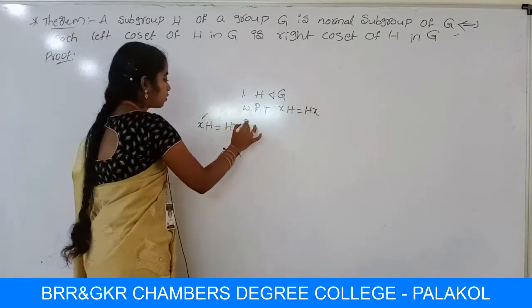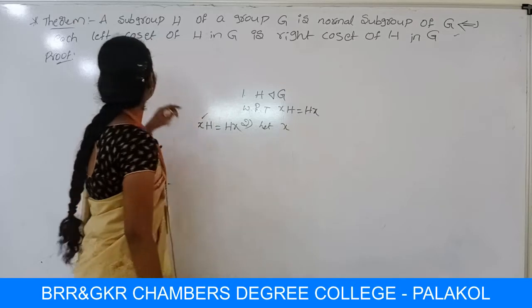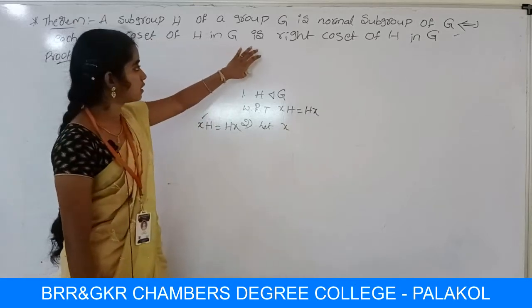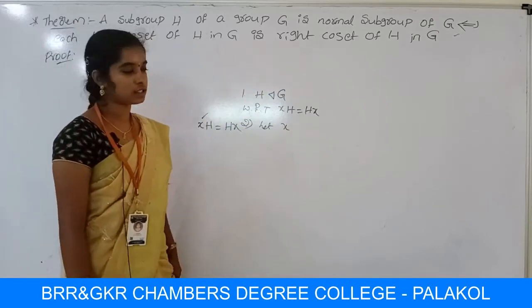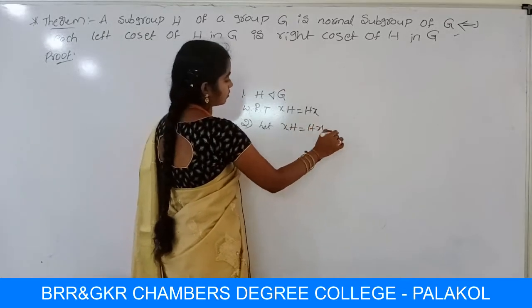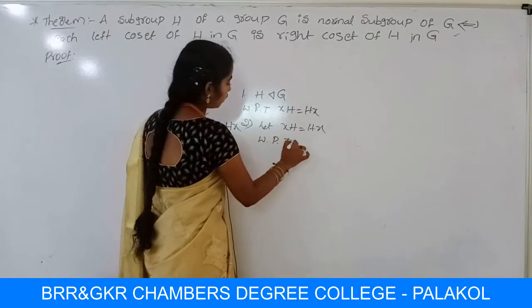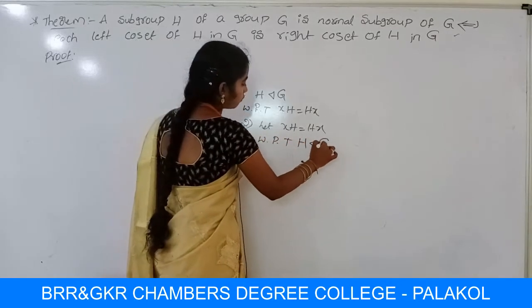So second part, conversely, let us consider each left coset of H in Z is a right coset of H in Z. So can be written as let XH equal to HX. We have to prove that H is a normal subgroup of Z.